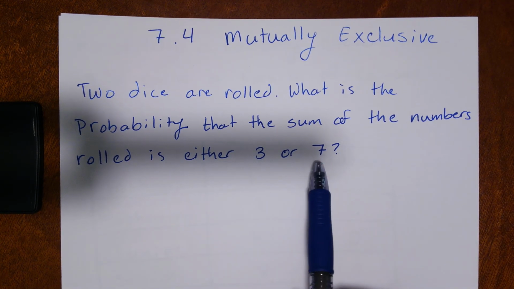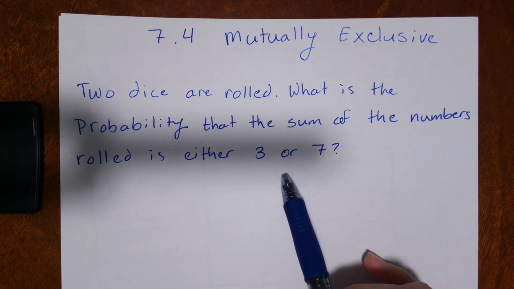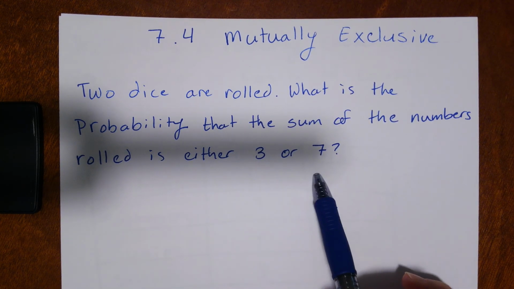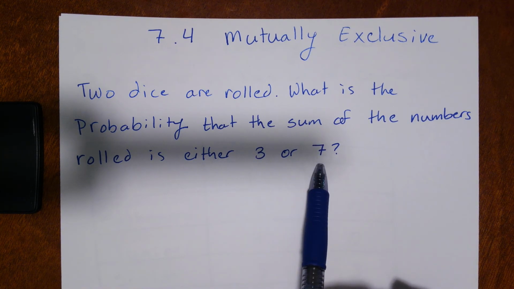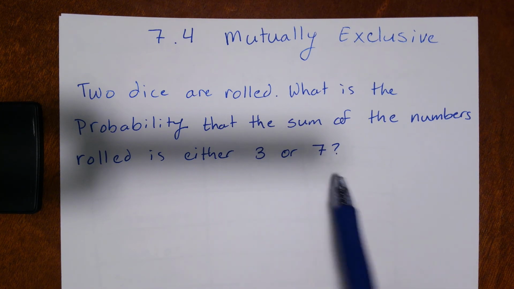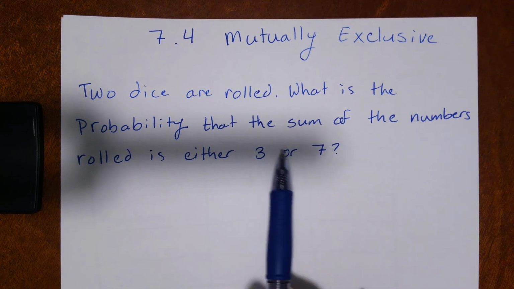Why is that important? If two events are mutually exclusive, then the outcomes that they have won't have any overlap. So if I'm trying to find the probability of this event or this event occurring, we can just add up the number of times that the individual events could occur to get the probability. So that's what we'll be able to do here.